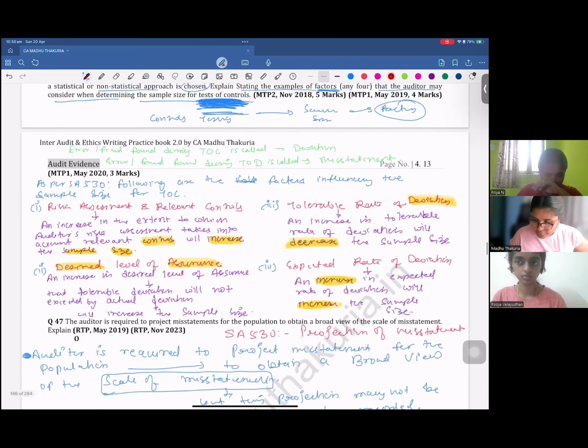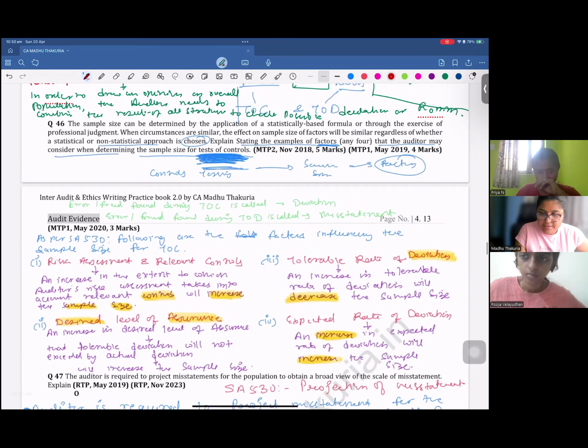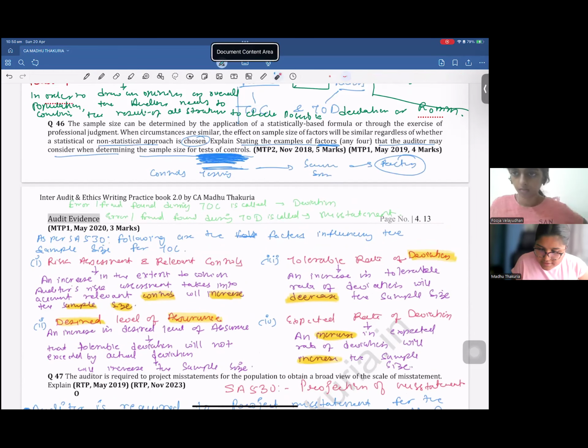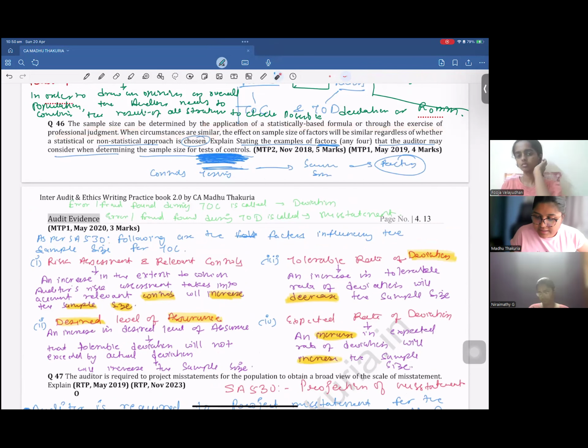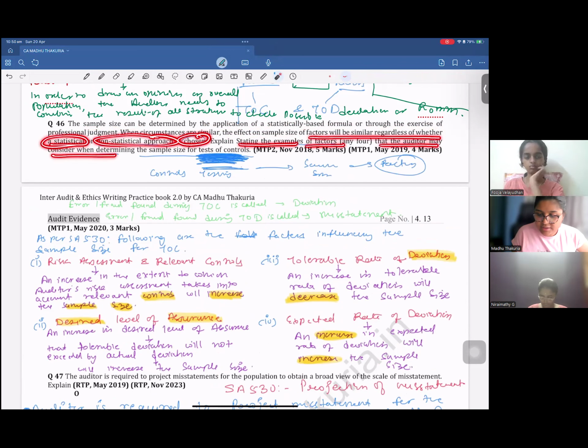See this one. The sample size can be determined by the application of a statistically based formula through the exercise of professional judgment. When circumstances are similar, the effect of sample size of factor will be similar regardless of whether a statistical or non-statistical approach is chosen. Explain, stating the example of factors that the auditor may consider when determining the sample size for test of control.